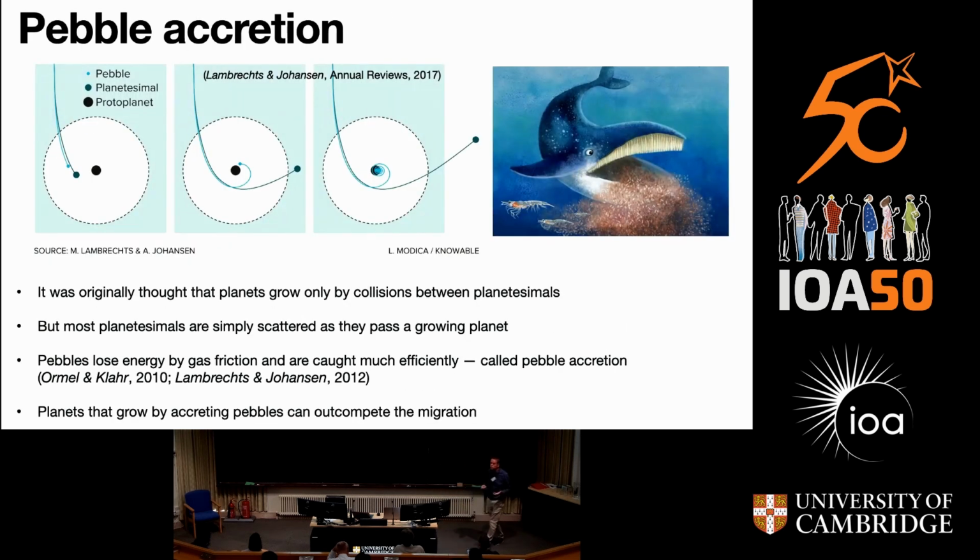So this issue is why our group and many other groups in the world around 10 years ago started thinking about pebbles again. Can pebble accretion be more efficient than planetesimal accretion? And it can. So originally we thought that planets grow only by collisions between planetesimals. But you see the issue here.